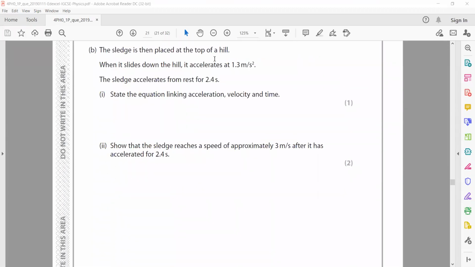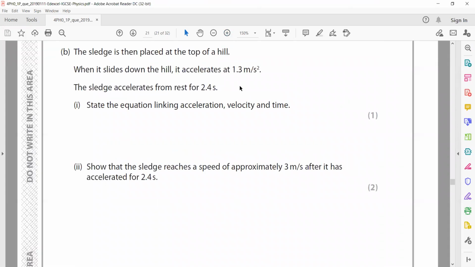The sledge is then placed at the top of a hill. When it slides down, it accelerates at 1.3 meter per second square from rest for 2.4 seconds. Show that the sledge reaches a speed of... What is the equation which relates acceleration to the change in velocity divided by time? We have a equals v minus u over t.